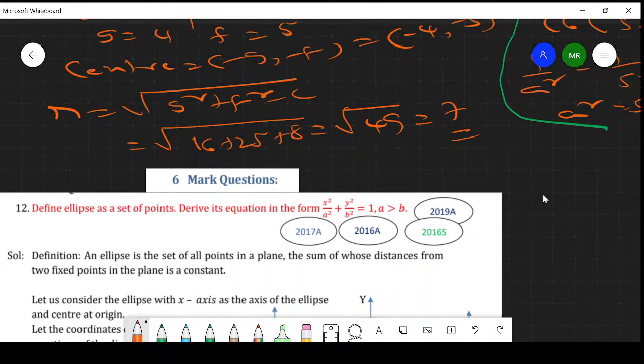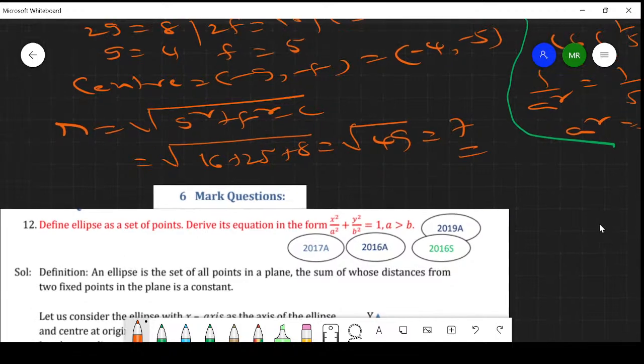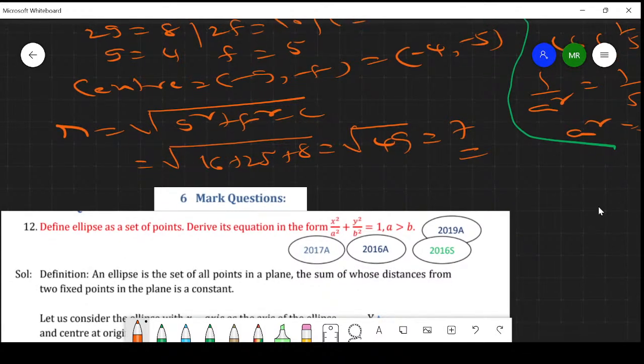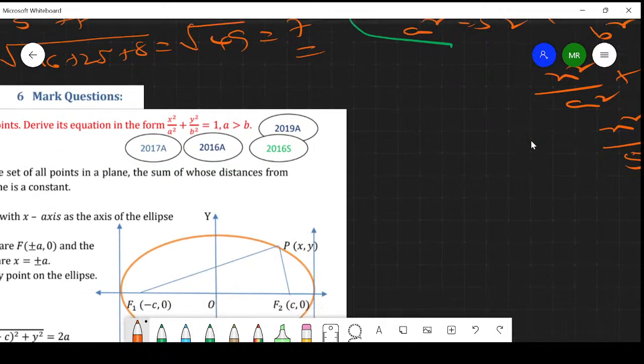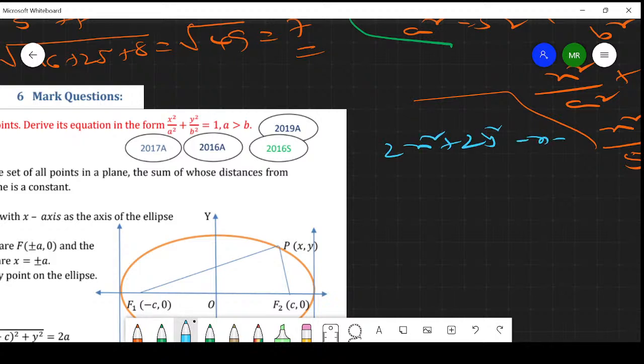Sometimes they will ask, one of the problems I am going to explain here. They will ask the center and radius of the circle 2x square plus 2y square minus x equal to 0. Remember, 2x square plus 2y square like this. You can see 2x square plus 2y square minus x equal to 0. For this they will ask to find the center and radius.